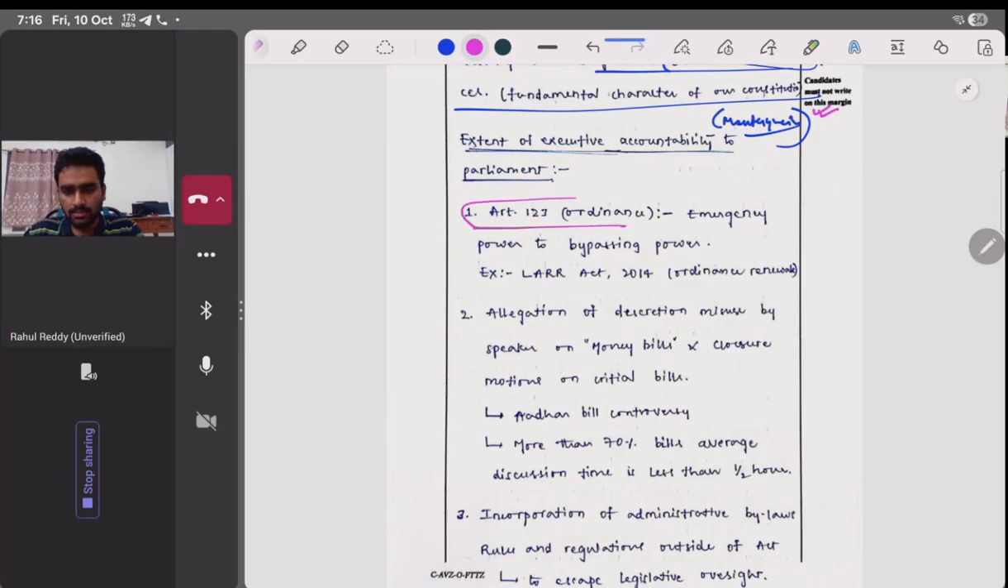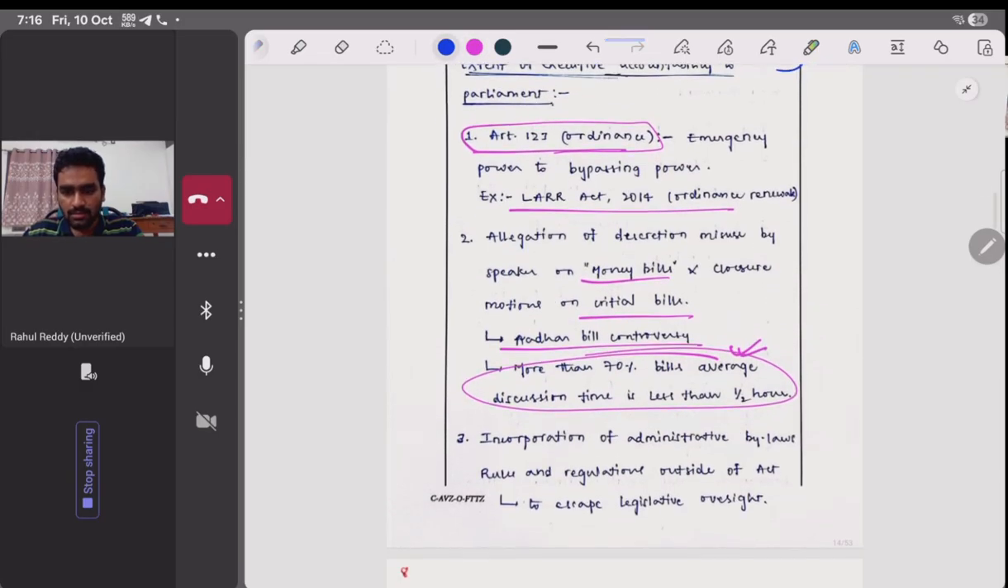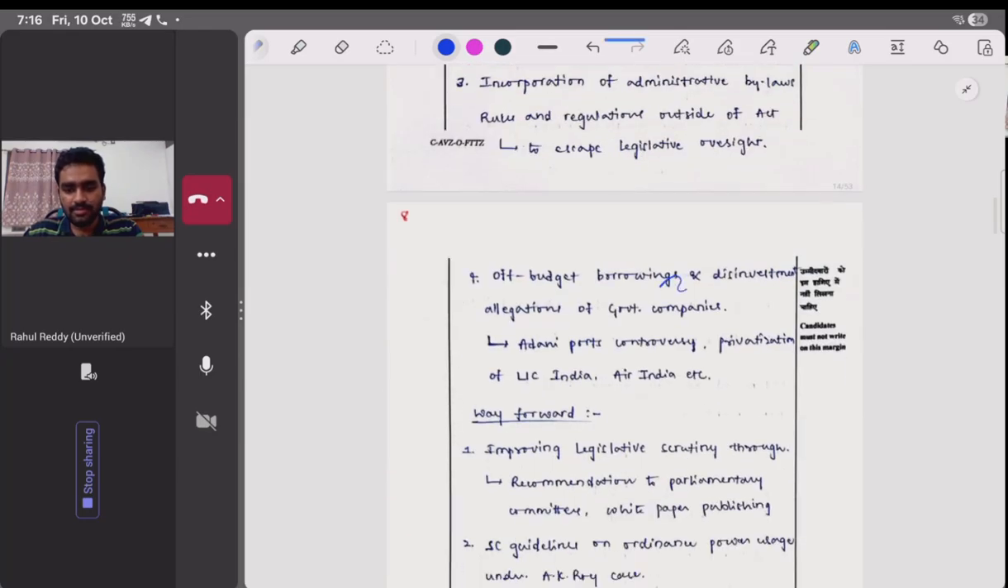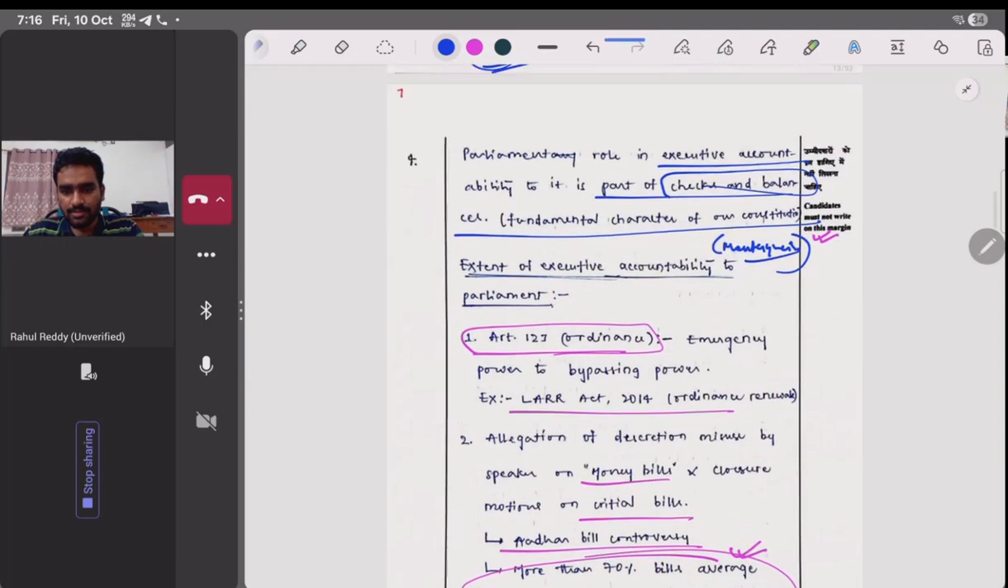Then Article 123 Ordinance, Emergency, Lair Act, then Money Bill, critical Aadhaar Bill controversy. Again, you are writing many points in the same point, many substantiations in the same point, right? Then off budget borrowing, disinvestment, allegation of government, Adani Port, LIC, way forward.